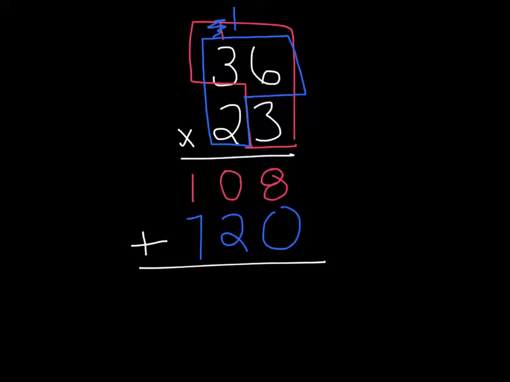So 108 plus 720. 8 plus 0 is 8, 0 plus 2 is 2, and 1 plus 7 is 8. So our answer to 36 times 23 is 828.